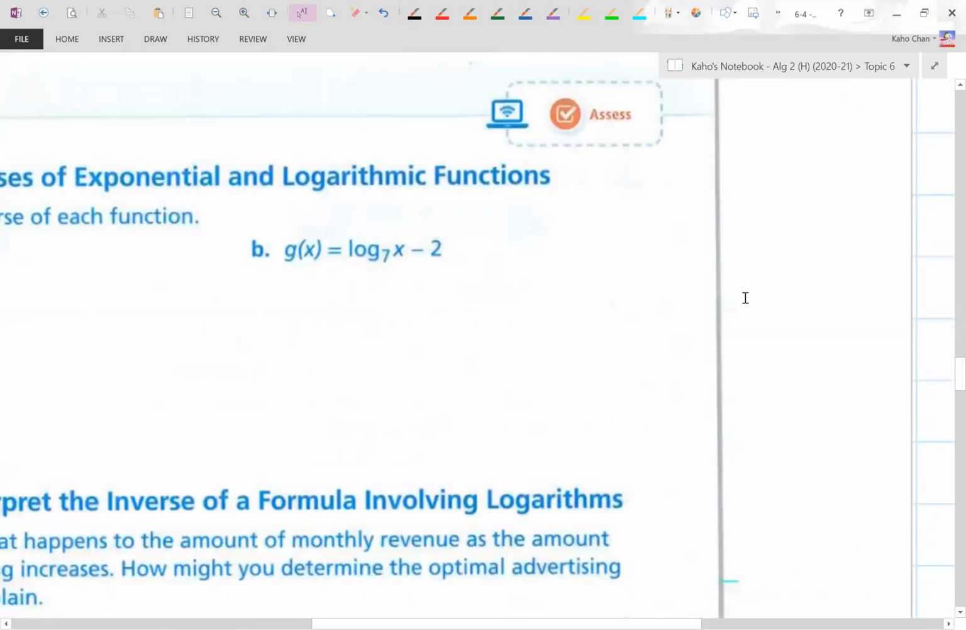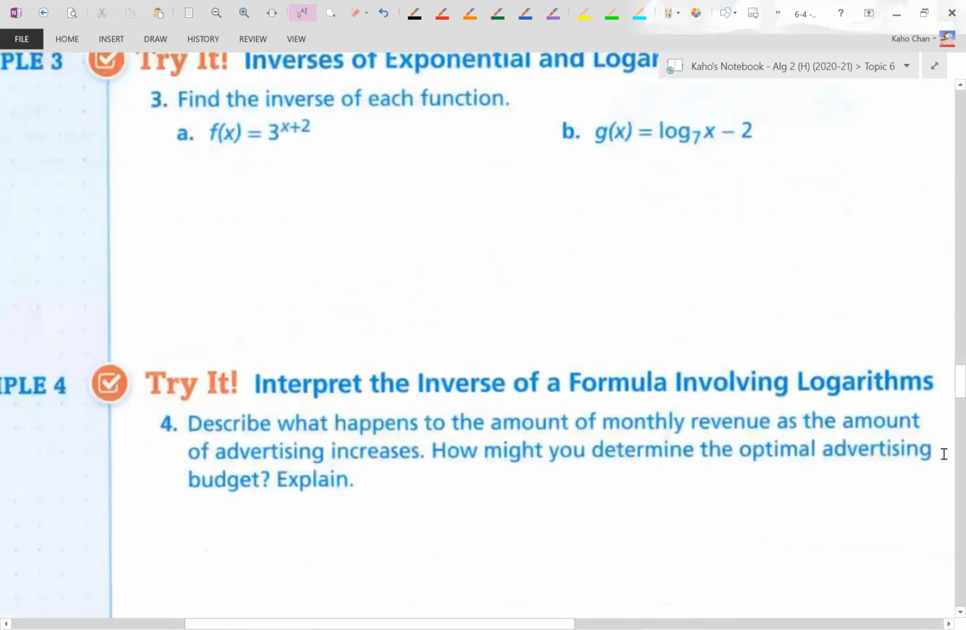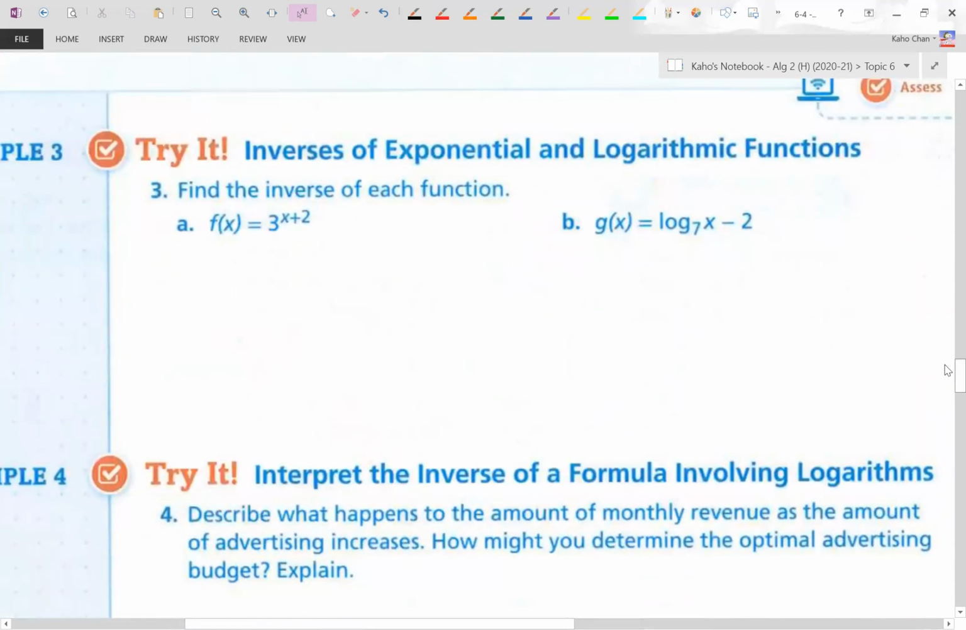Yay. Example 3. Oh, okay. No more graphing. We're moving away from graphing. We're actually going to find algebraically the inverse of each function. Doesn't matter. They just throw a bunch of stuff at you. Let's go ahead and change that f of x to y. Just a quick reminder, to find the inverse, swap x and y, and then, of course, isolate y.